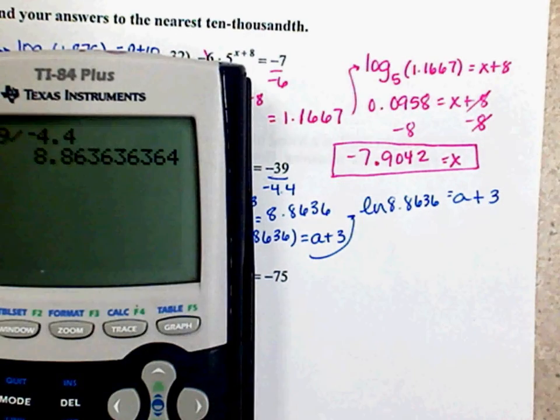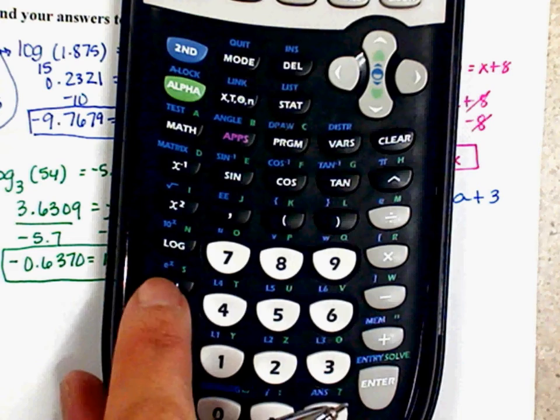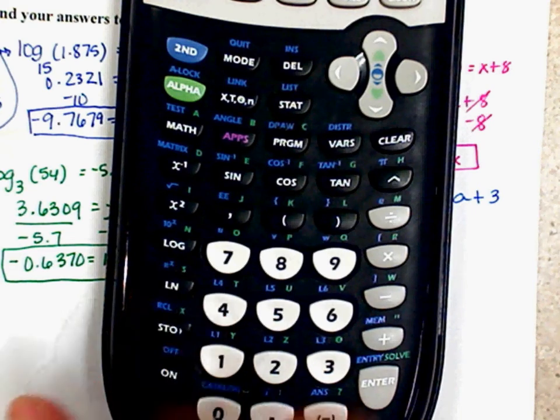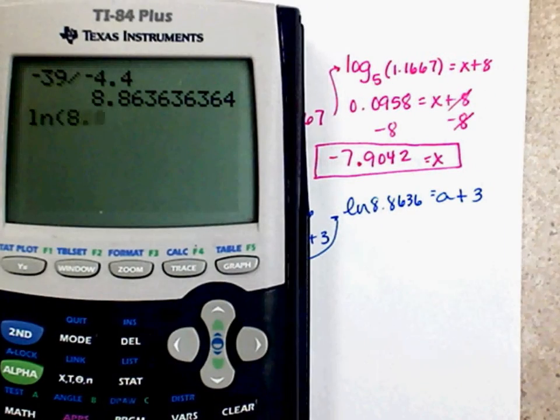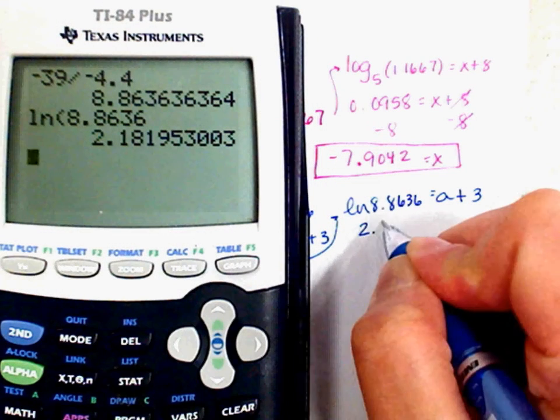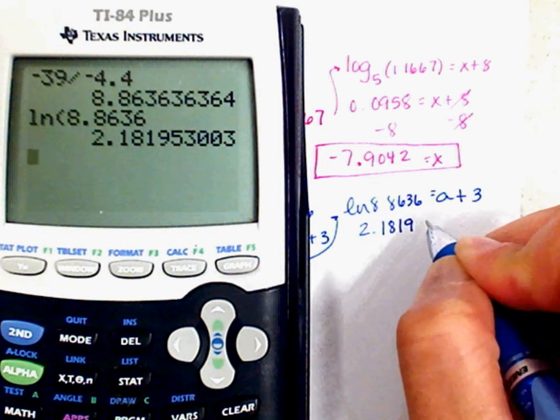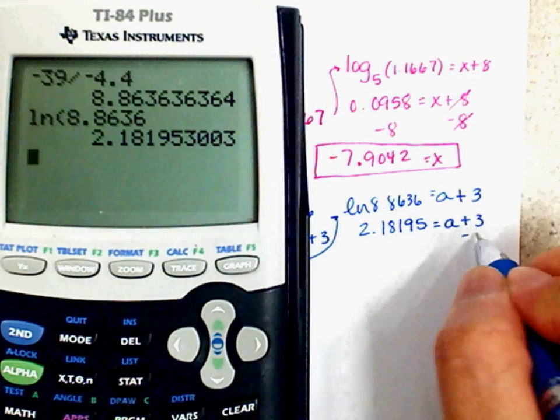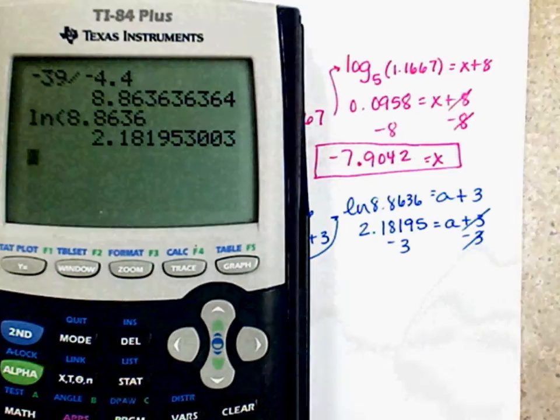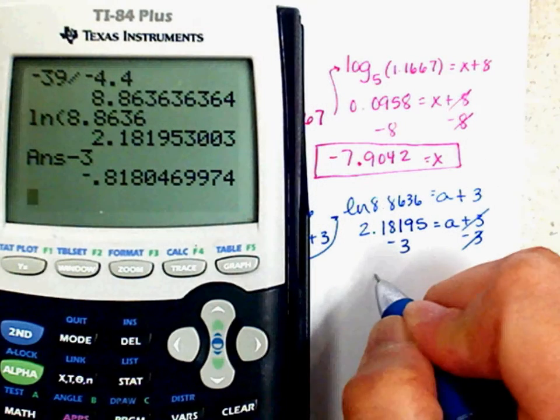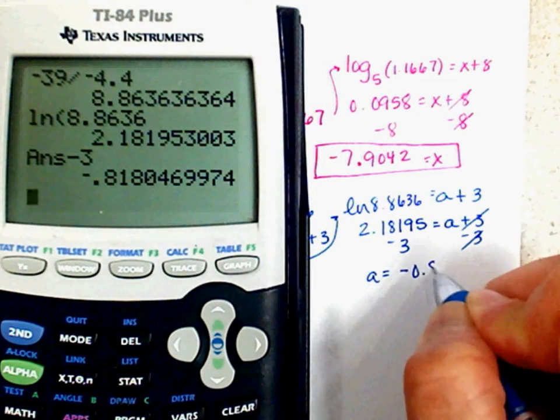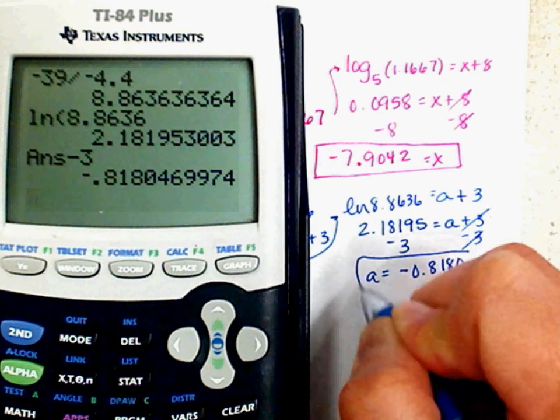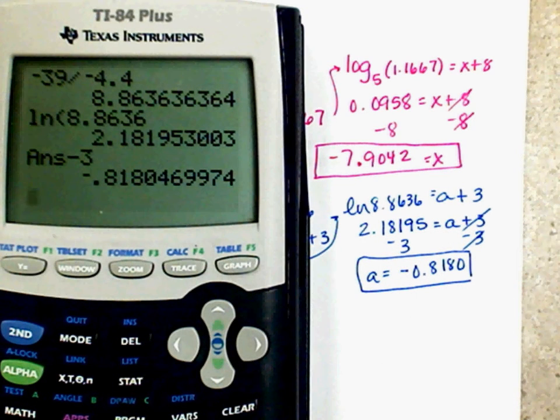So the natural log button is right here. You see where it says e to the x? It's right next to the 4. So natural log of 8.8636 comes out to be 2.1819, and you can do 5 with it if you want, equals a plus 3. How do you solve for a? Minus 3, minus 3. So a comes out to be negative 0.8180. 4 decimal places would be nice. All right, that sounds good.